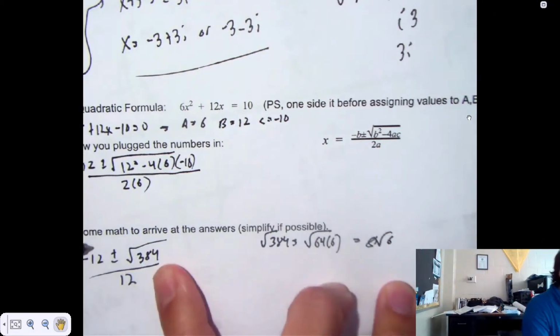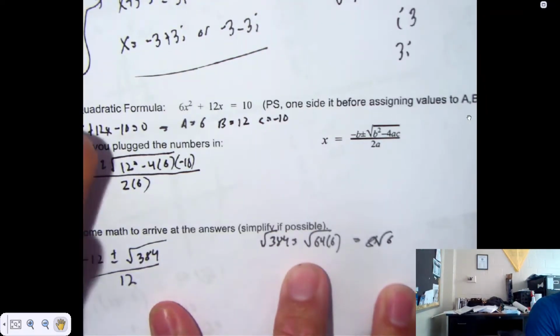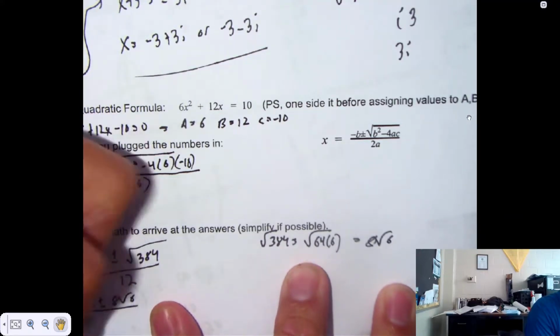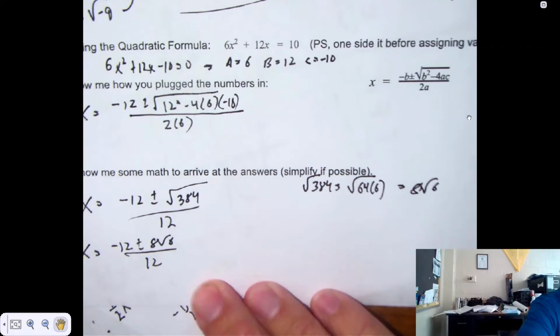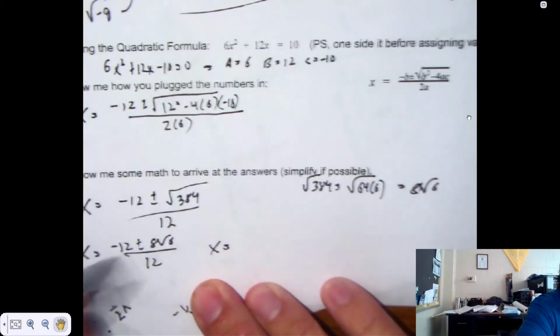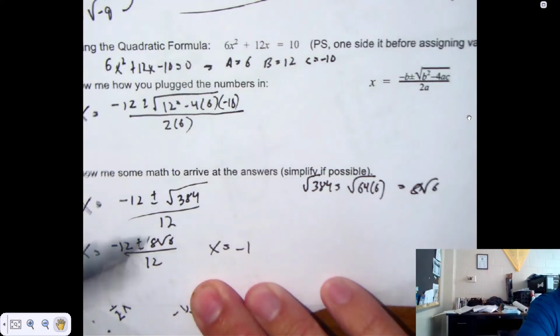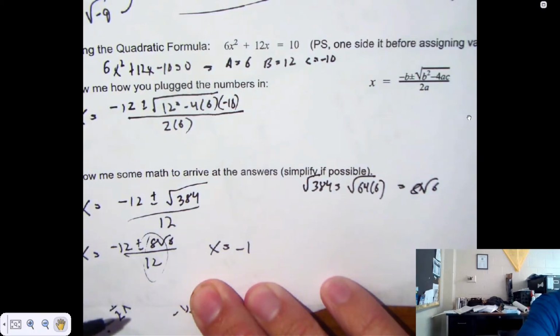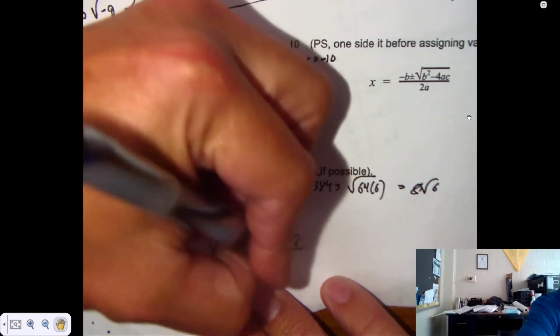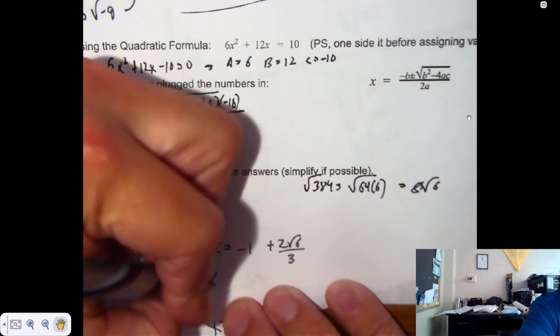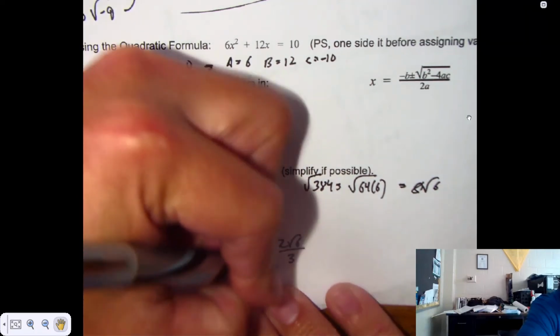That's 8 root 6. You know, I'd give you partial credit if you get this far, but if you want full credit and the radical simplifies, you simplify it. 8 root 6 all over 12. And again, we're going to break this apart into its two distinct answers. Negative 12 divided by 12 is negative 1. 8 twelfths, both divisible by 4. That's 2/3, isn't it? So plus 2 root 6 over 3. And the other one is negative 1 minus 2 root 6 over 3.